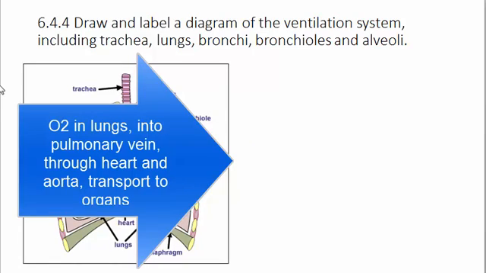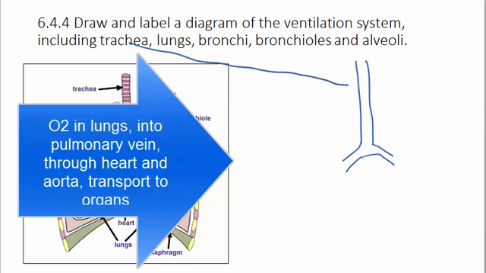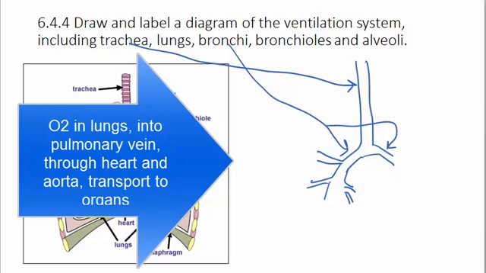It says draw and label a diagram of the ventilation system, including trachea, lungs, bronchi, bronchioles, and alveolar system. So I'll do a quick drawing here. We have a trachea, which is the main tube that carries your oxygen to and from your lungs, and they branch off into two bronchi. So that is the trachea. These are the bronchi. These branch off even more. And these are called the bronchioles.